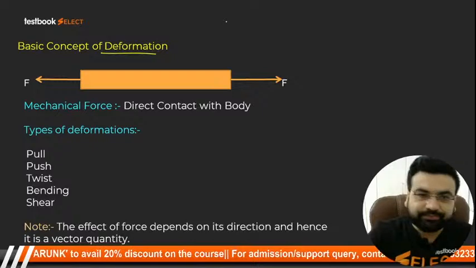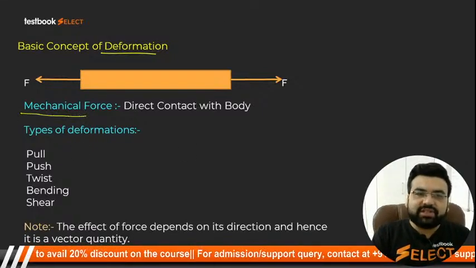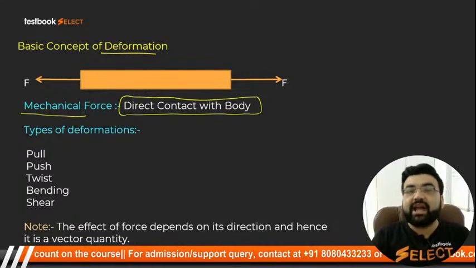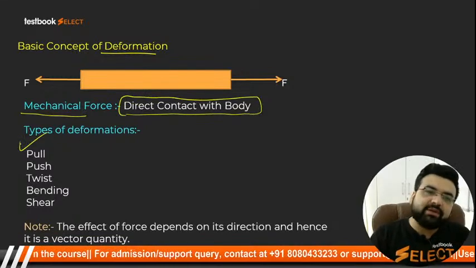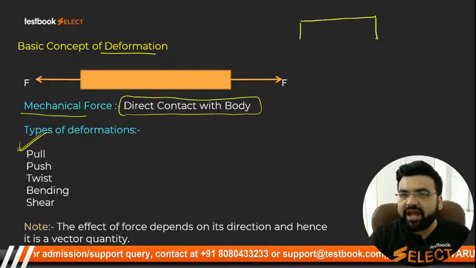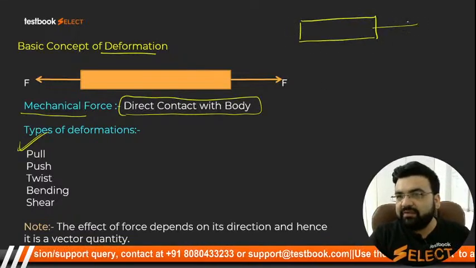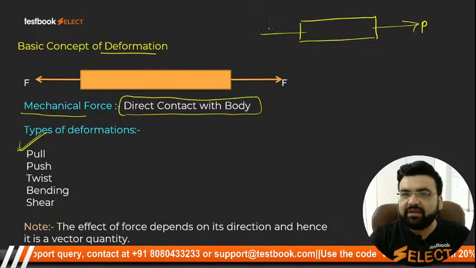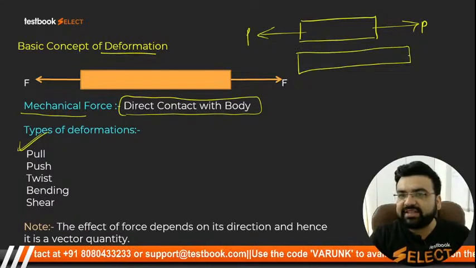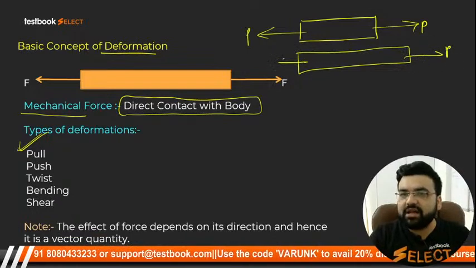Now students, mechanical forces, the forces which need to be in direct contact with the body, are said to be mechanical forces. Now various types of deformations we can have. The first deformation is called a pull. You are applying a force in this direction, you are applying a force in this direction, the material will get elongated and this type of deformation is said to be a pull.